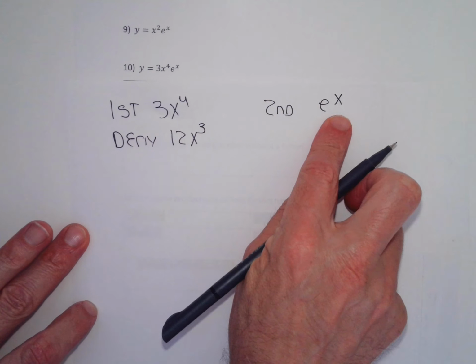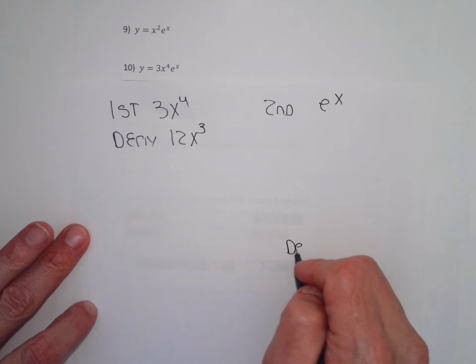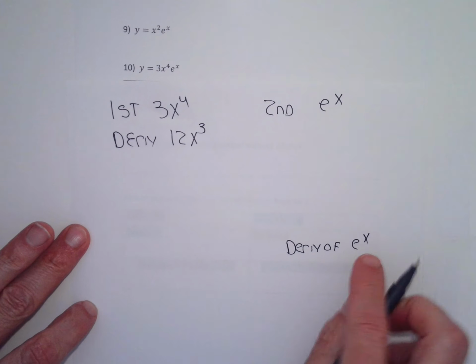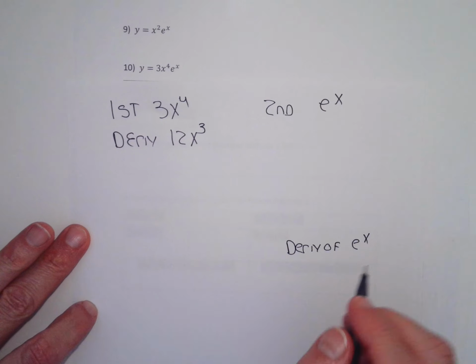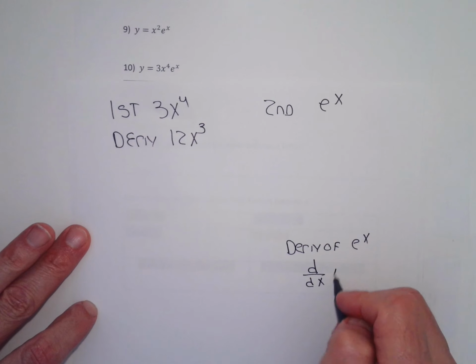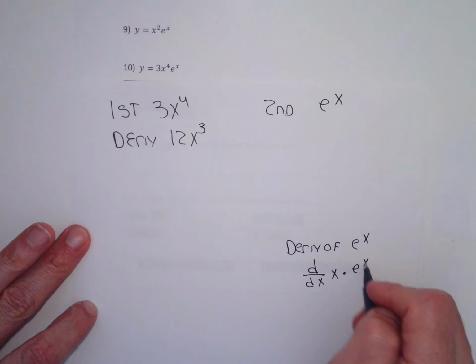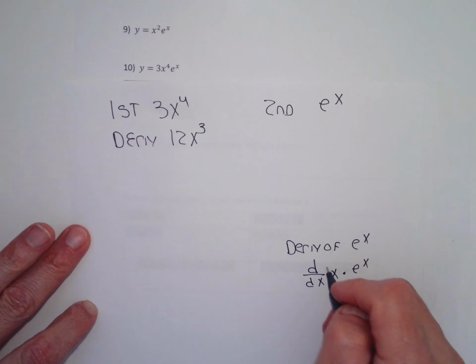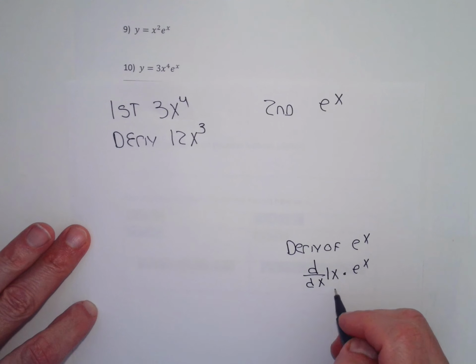And for the derivative of e to the x, the coefficient is 1. I won't worry about it. I'm going to take the derivative of the exponent times the e function unchanged. Well, the exponent is an x to the first power, so its derivative is its coefficient. Its coefficient is 1, so the derivative of the exponent is 1.